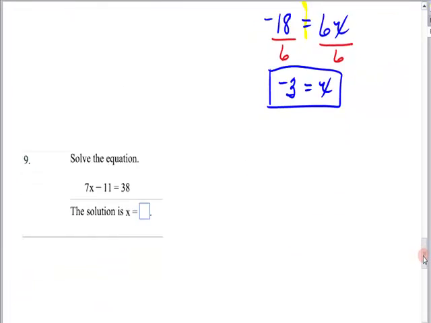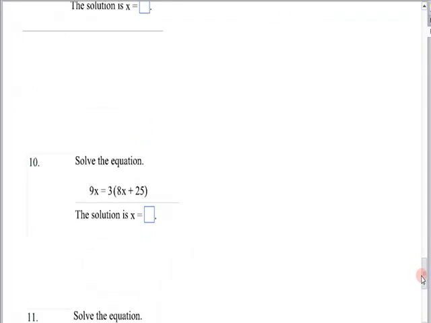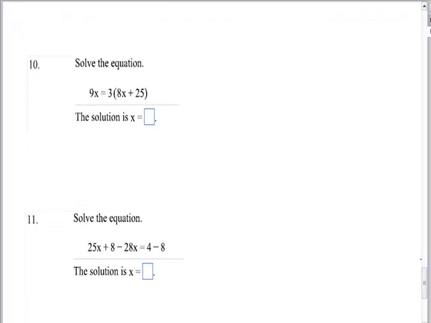Okay, we're getting close to the end. I think we have several more problems. Maybe we won't do them all. Let's skip to number 10. We have 9x is equal to 3 parentheses 8x plus 25.